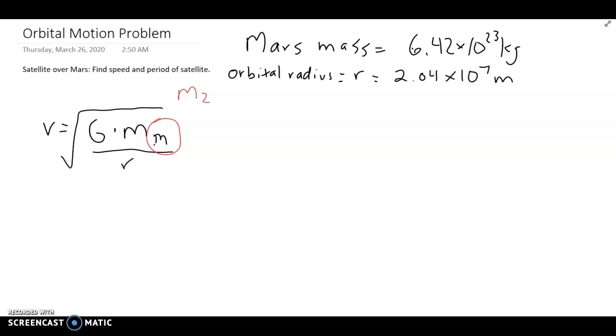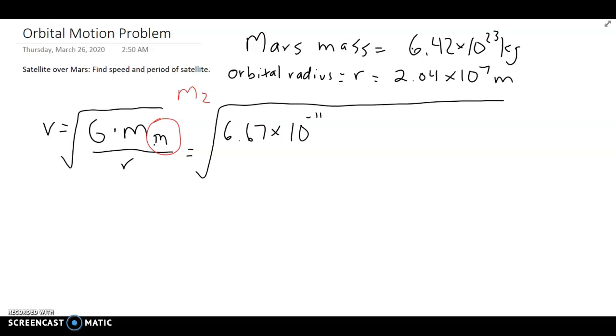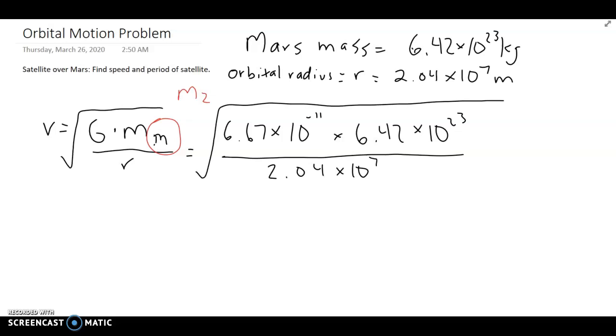So we have v equals the square root of G times the mass of Mars over R. And there are lots of numbers here. Our G value is 6.67 times 10 to the negative 11th. And then we multiply that times the mass of our planet, 6.42 times 10 to the 23rd, over our orbital radius, which is 2.04 times 10 to the 7th.